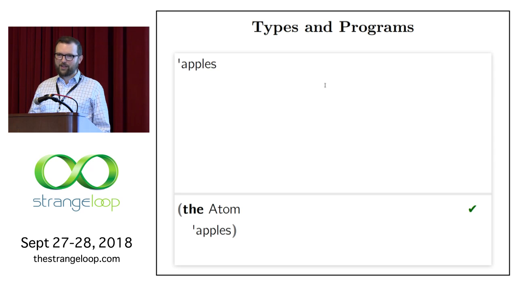But note that it's also got another thing after the word "the." So before we had the Nat 5, but now we have the Atom apples.